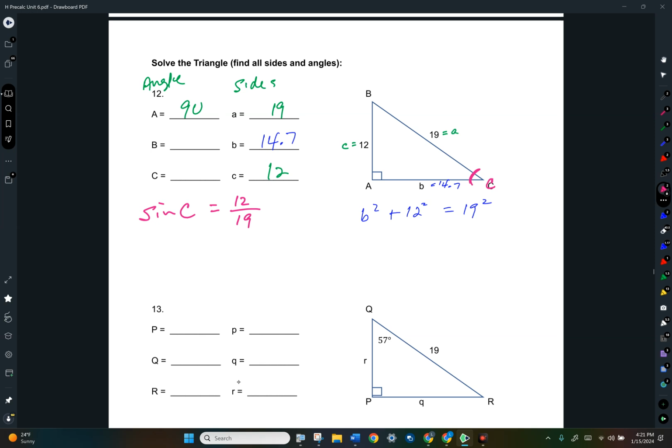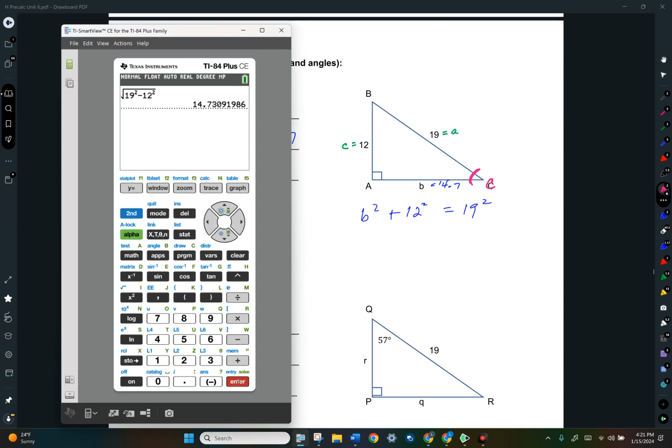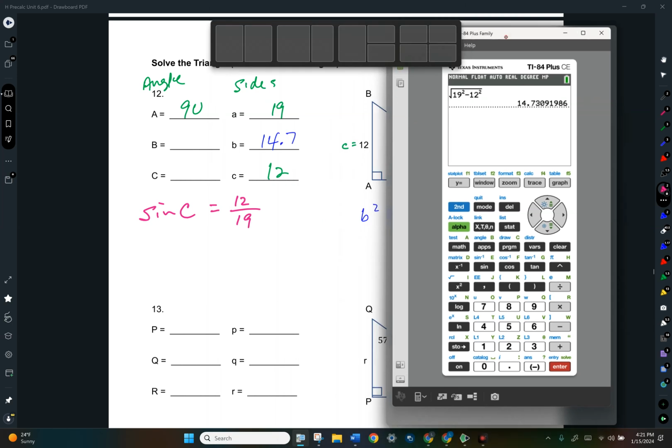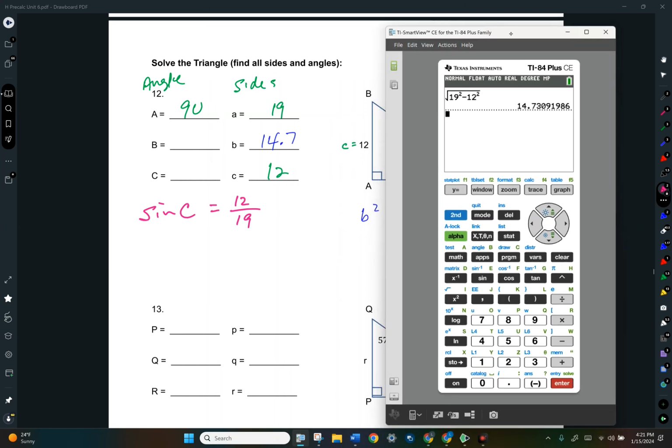If we're trying to find the angle, that's where you press the second function. So I'm trying to find the angle for sine, so I'm going to say second sine. And then the answer is 12 over 19, so for the answer, I'm just going to type in 12 divided by 19.